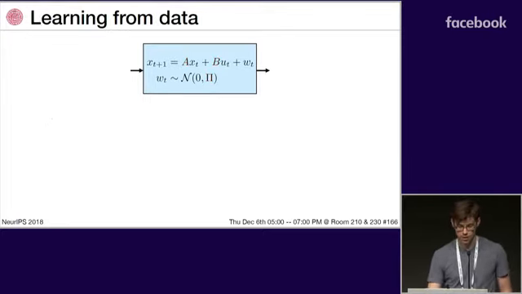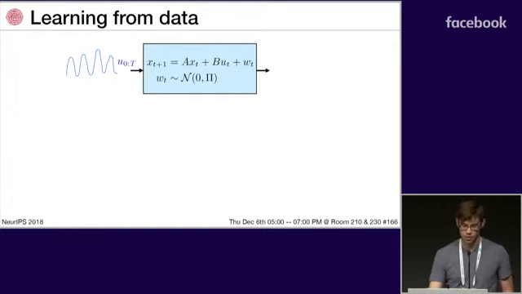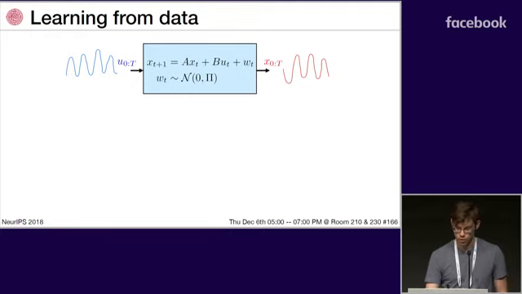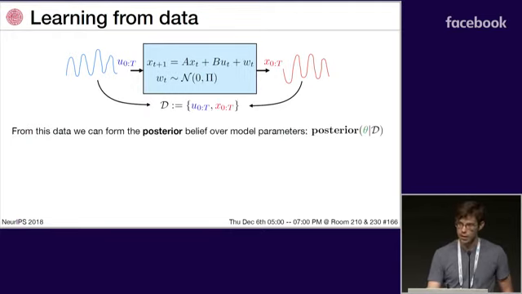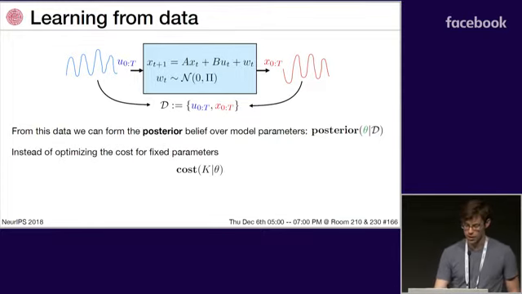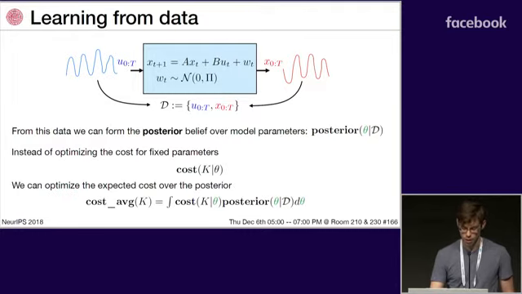So in place of the system parameters, we have access to observations of inputs and states from the unknown true dynamical system. And then given this data, we can form the posterior belief over the model parameters. Then instead of optimizing the cost for fixed parameters, like you might do in LQR, we can optimize over the expected or average cost with respect to this posterior distribution.